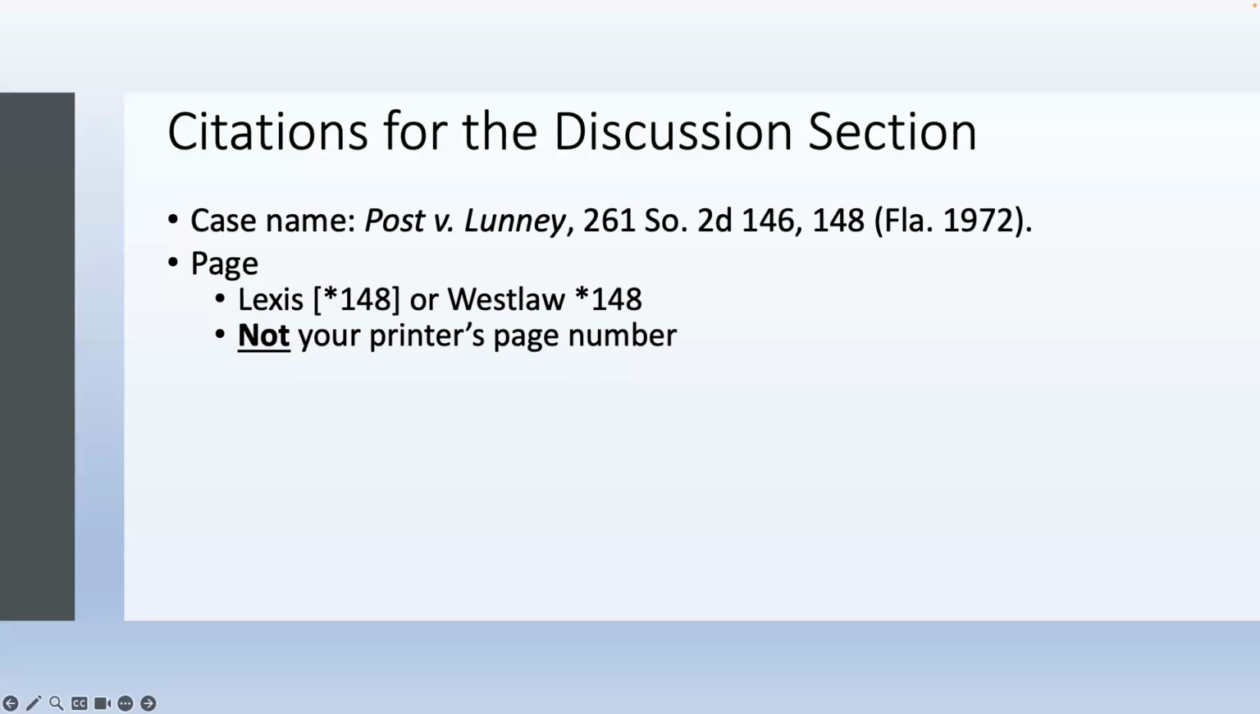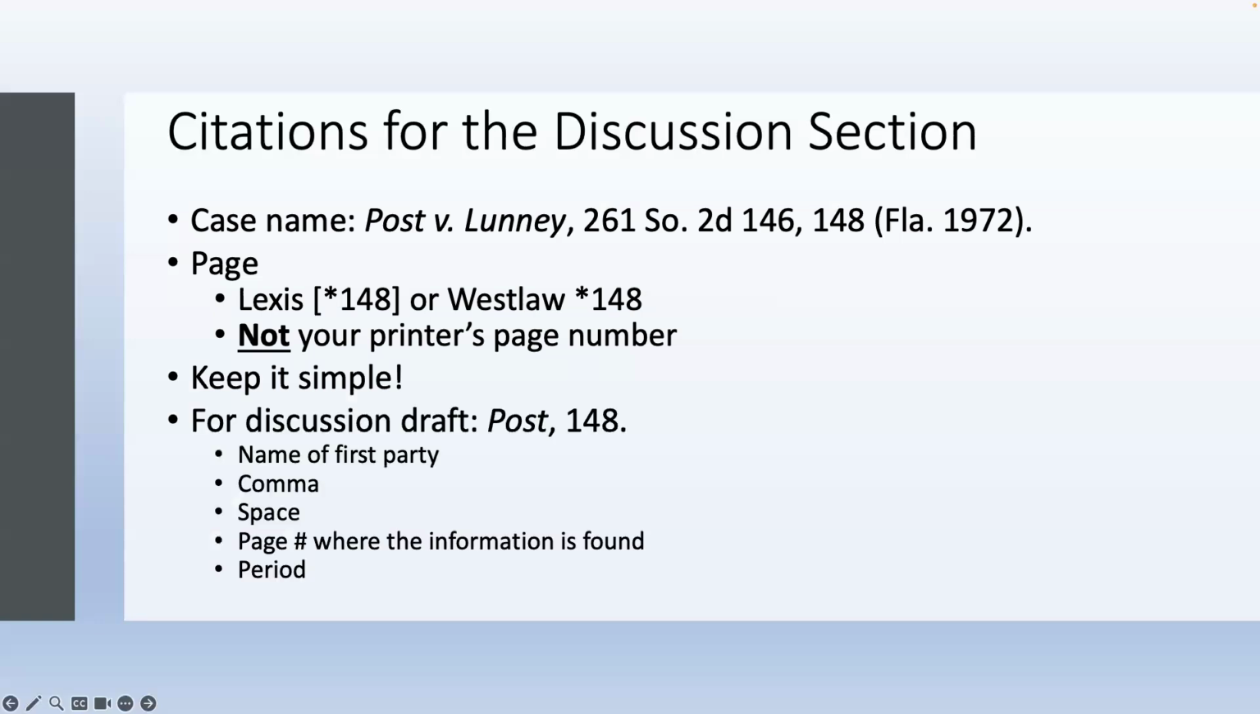Once you figure out what page number you're citing to, for your discussion section, we want to keep it simple. So keeping it simple, the cite that you see above would be Post, comma, space, 148, period. So let me be really clear. For this discussion section, the name of the case is the first party of the case. It's followed by a comma immediately after. Then there is a space. Then there is the page number where the information is found, and that page number is followed by a period.